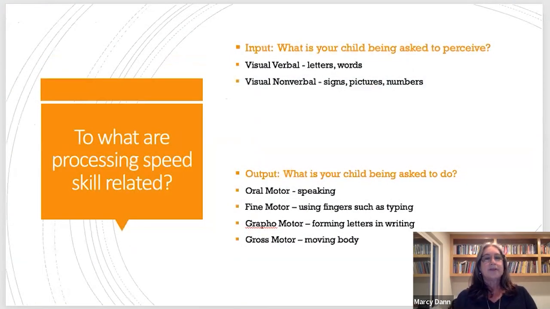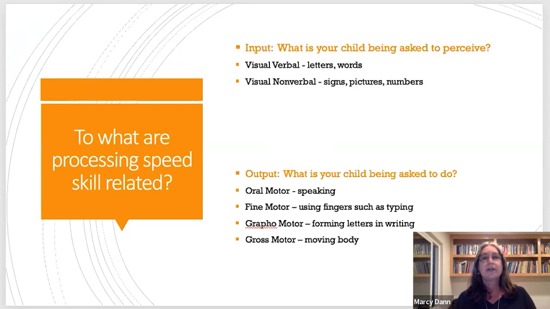When we talk about processing speed skills, I'm always asking educators and parents, on what tasks are you talking about? Where are you concerned about processing speed skills? So I'll often ask what their child is being asked to perceive. Are they looking at a screen like you are now, where there are letters, which is verbal input, or where there are pictures, and that's nonverbal input? So first of all, knowing what it is that the child is seeing. Is it visual verbal? Is it visual nonverbal?